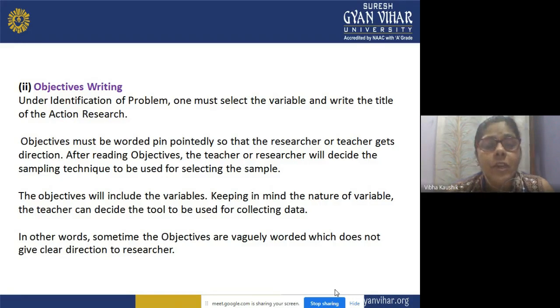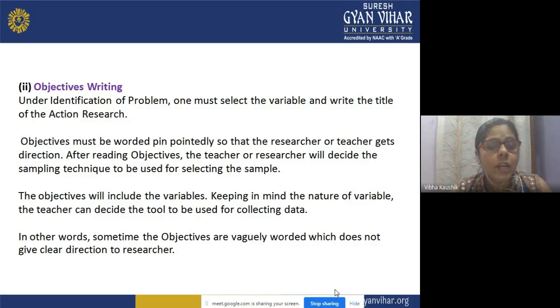Now, we have framed the title, we have decided the variables, we are writing the objectives, and after writing the objectives, the teacher will decide the sampling technique. What will be the sampling technique? It will be non-probability or it will be probability. Now, techniques to be used for selecting the sample.